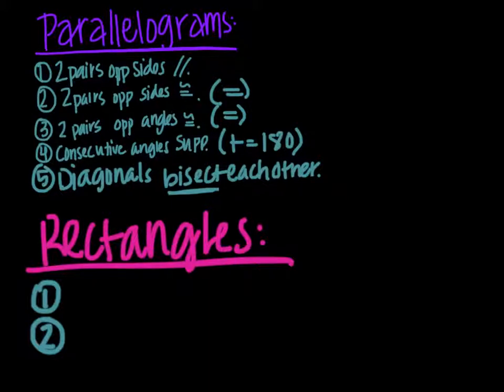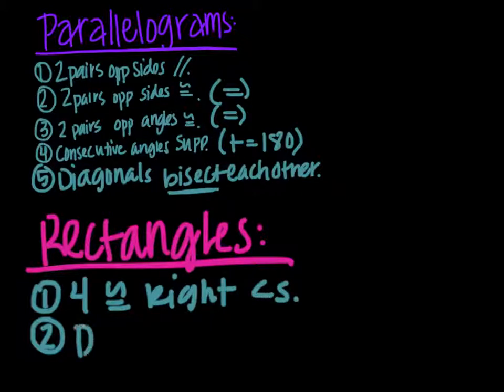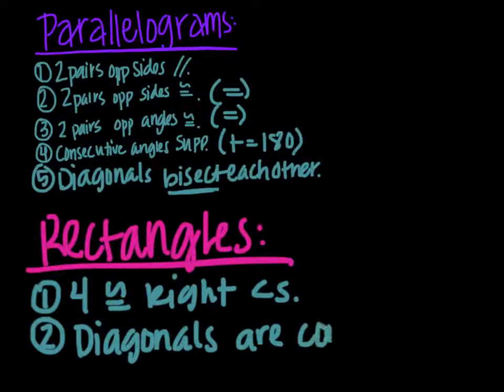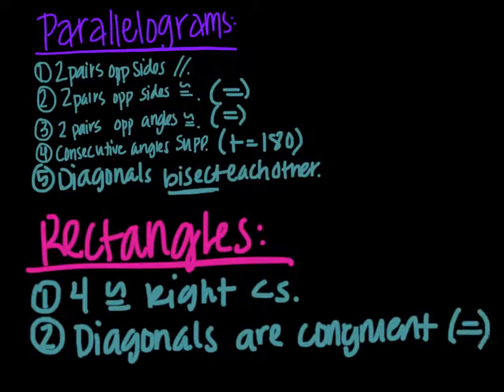So the next shape that might be worth mentioning is a rectangle. There's 2 extra properties. In a rectangle, there are 4 congruent right angles, and diagonals are congruent, which means that diagonals are equal.